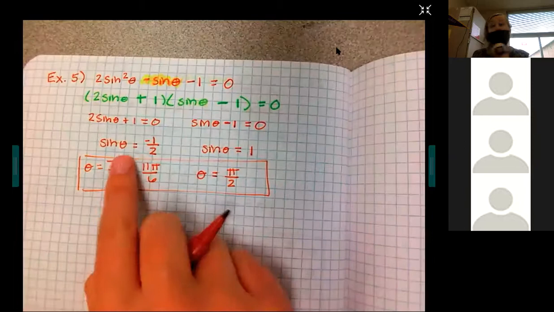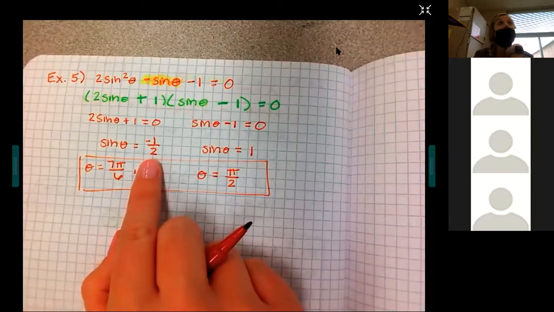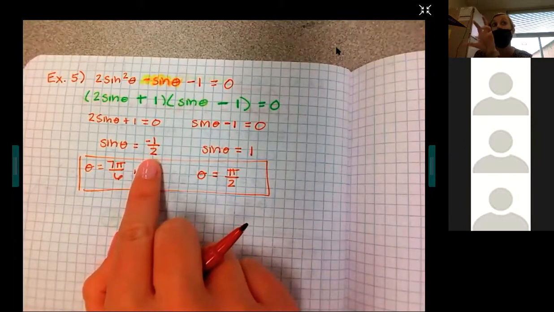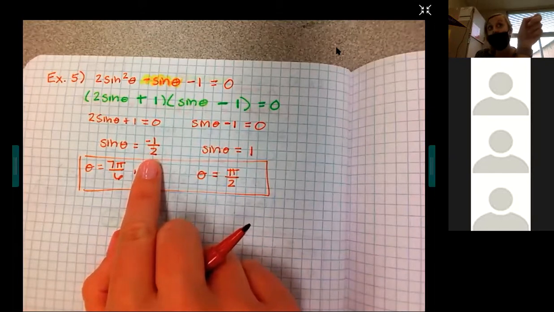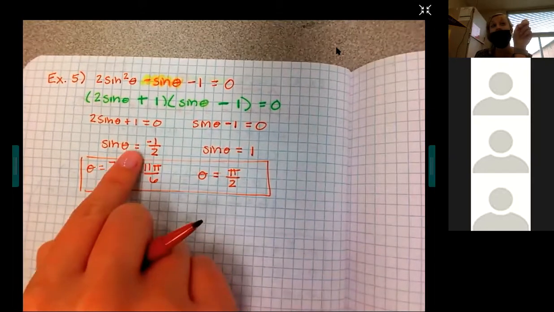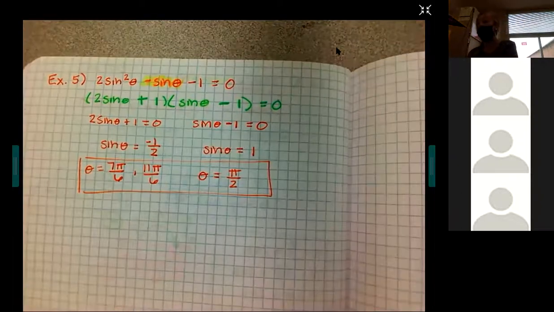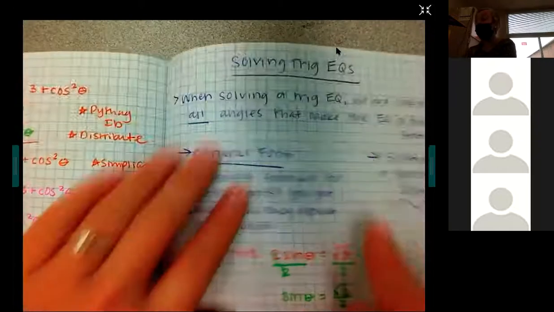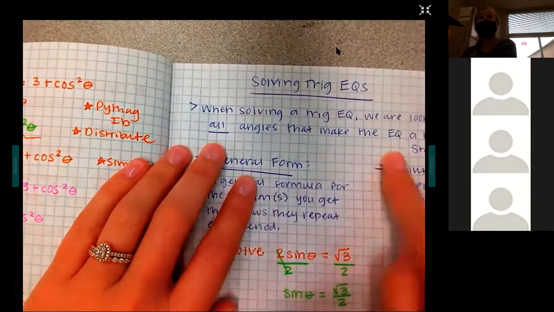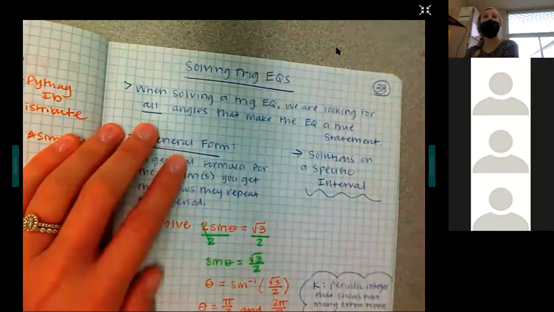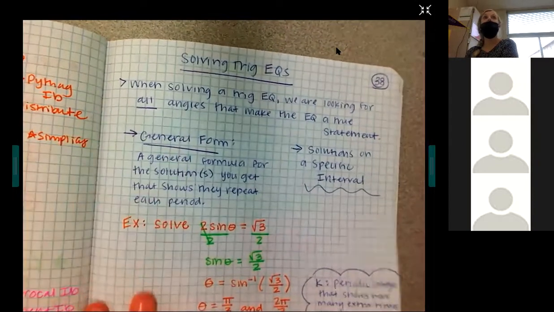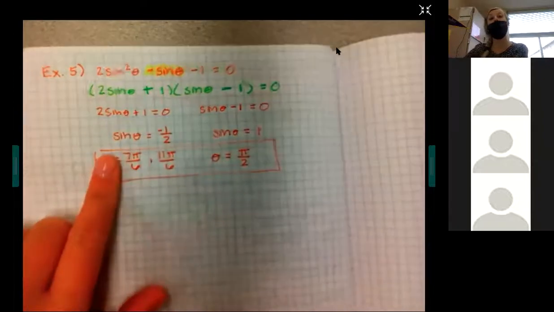So sine inverse of -1/2. If we're doing inverse functions, we only look in quadrant 1 or 4. When we're solving equations, if you're not doing the sine inverse till the very end, you are finding every single angle, all angles that make it a true statement. If it's at the very end when you're solving, your inverse function rules don't apply.